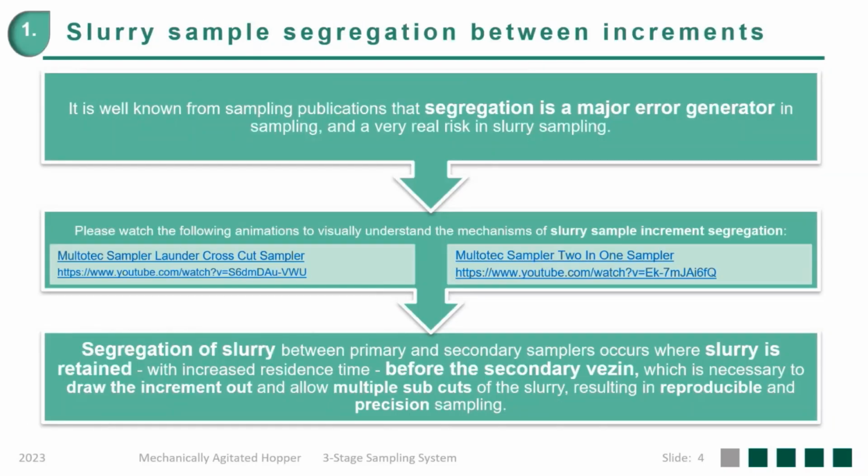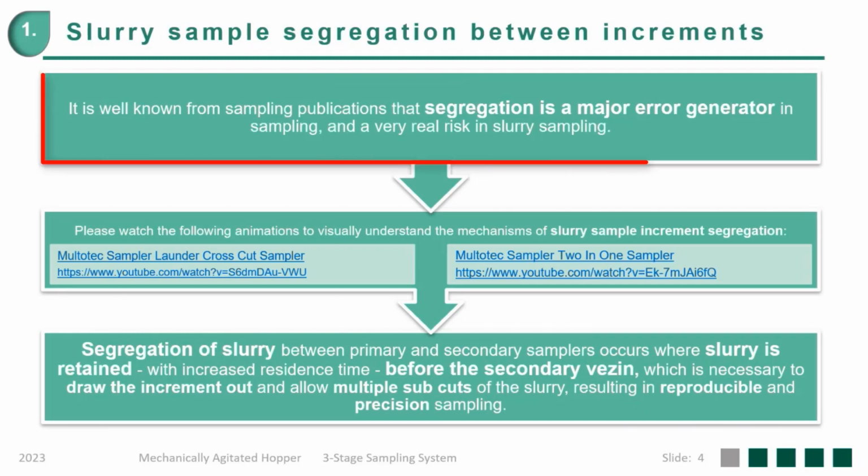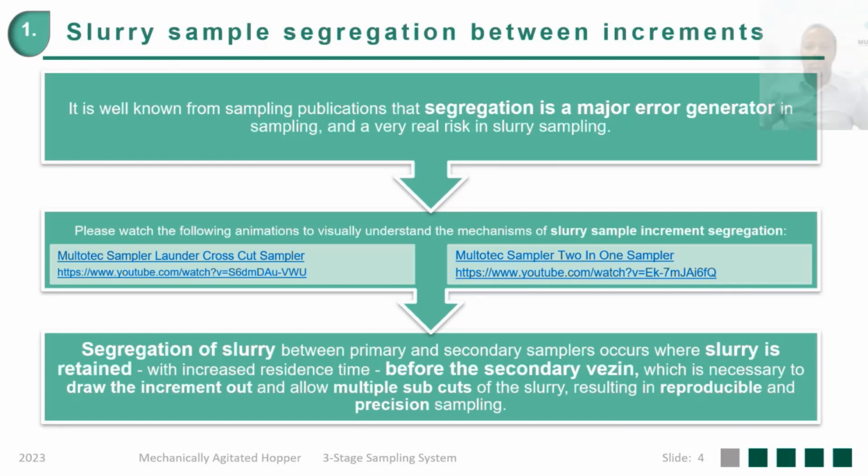The first topic that we are going to talk about is the slurry sample segregation between the increments. It is well known from sampling publications that segregation is a major error generator in sampling and a very real risk in slurry sampling. Segregation of slurry does happen between the primary and secondary sampler, whereby the material is sampled by the primary sampler, and when it's fed to the secondary sampler, there's some settling of material and segregation that happens there because there's no mixing.